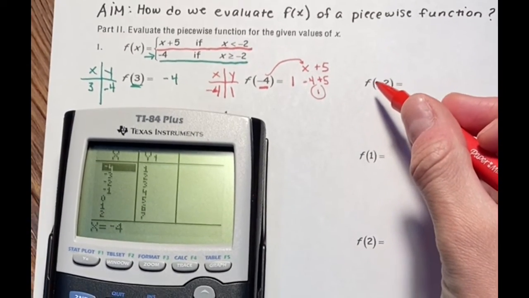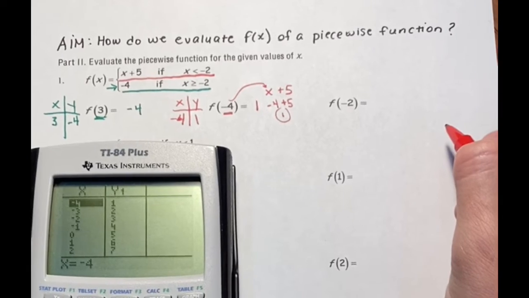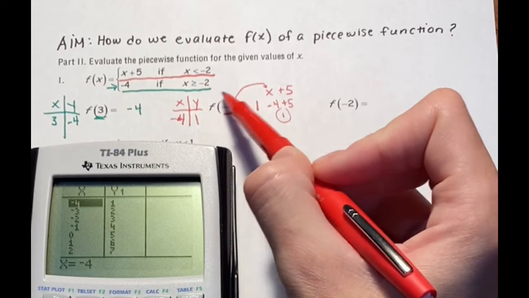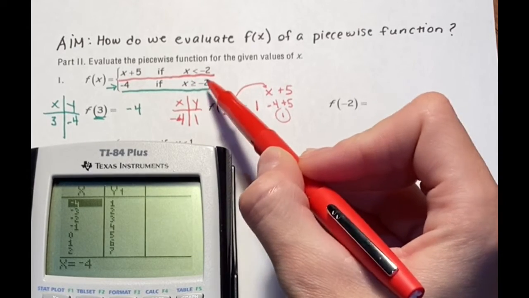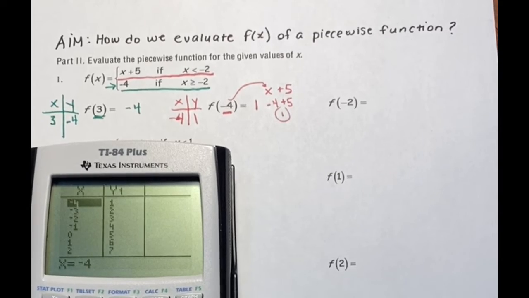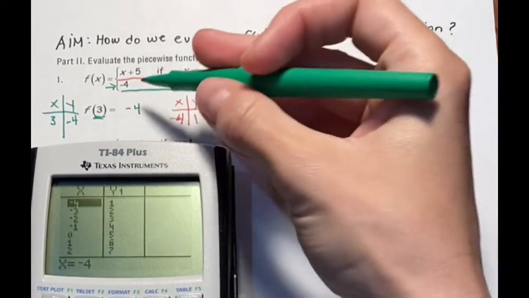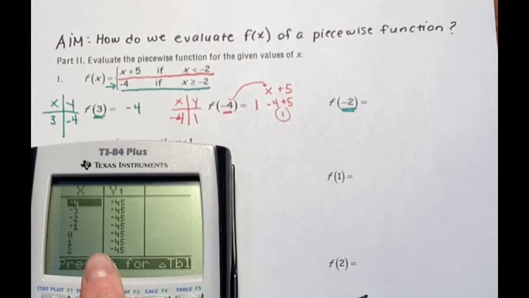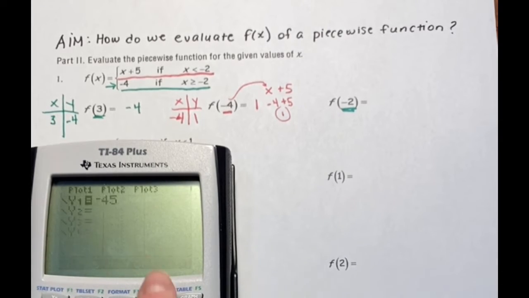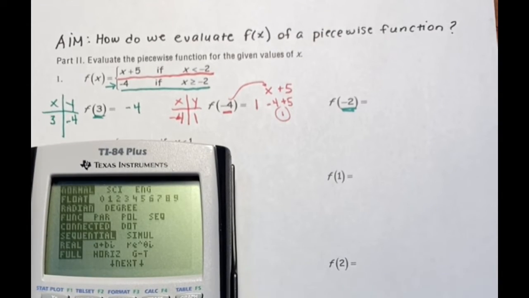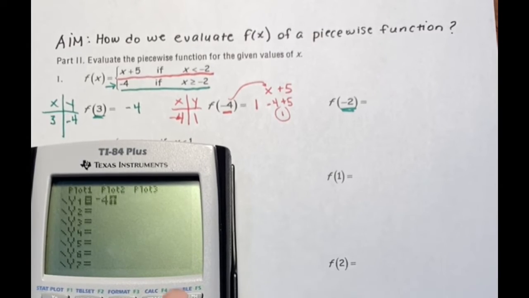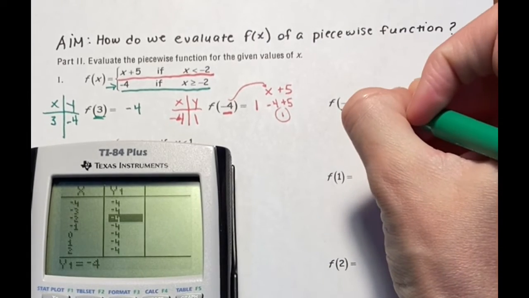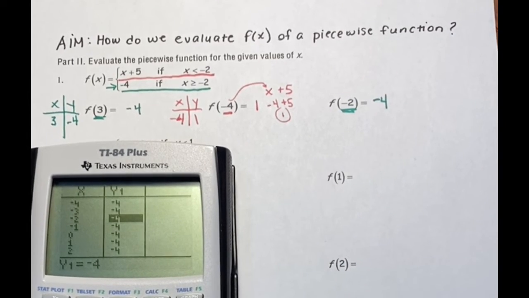Okay, then the last one is f of negative 2. So which equation am I going to use to find f of negative 2? Well, here this is x is less than negative 2. And this is x is greater than or equal to negative 2. So that means I'm going to be using that second equation. So I would type in y equals 4 into my calculator. I go to my table, and f of negative 2 is, oh, sorry, I typed that in wrong. Y equals 4 into my calculator. Go to my table, and negative 2 gives me a 4. So f of negative 2 is 4.